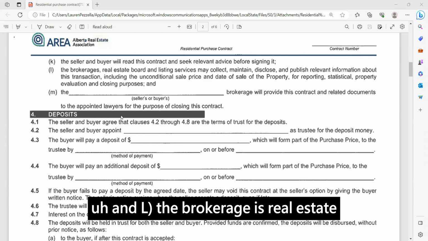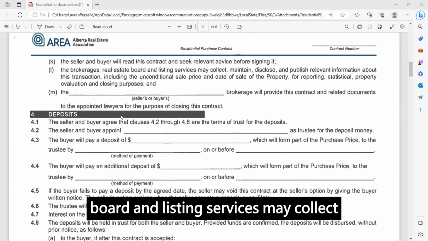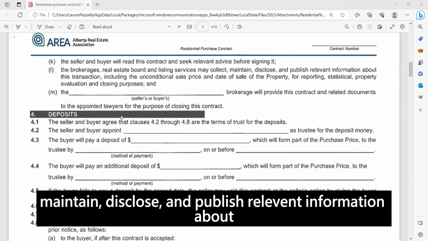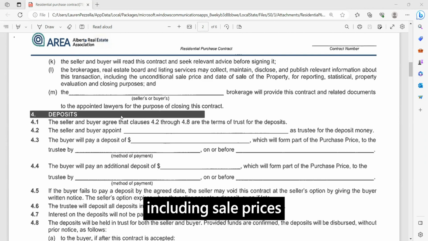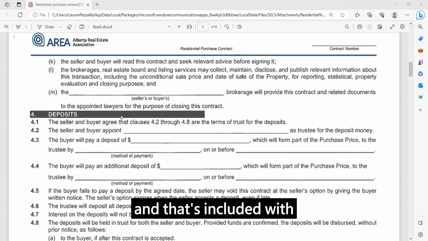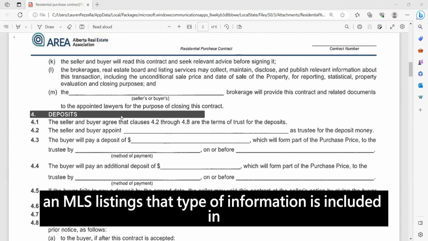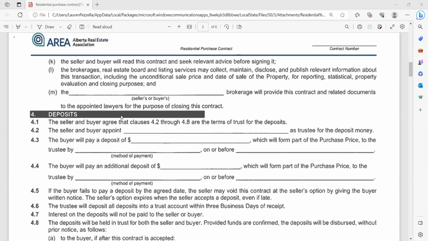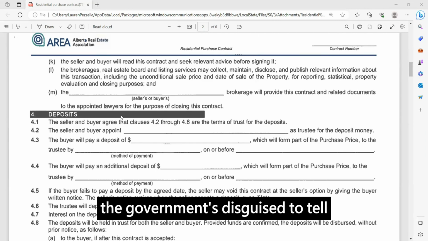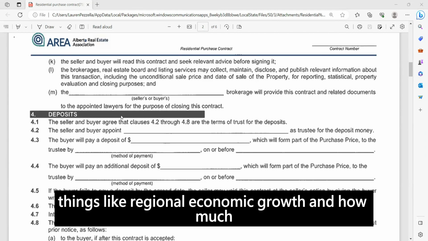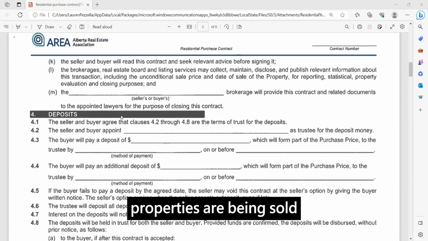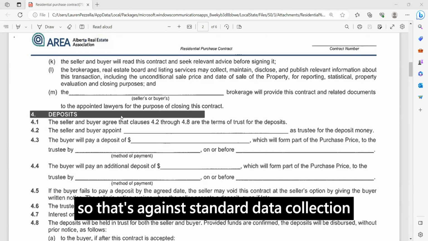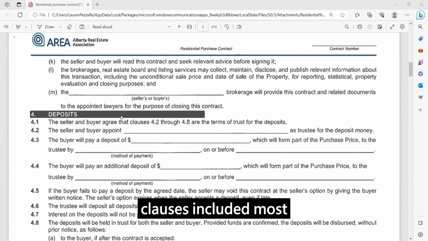And L, the brokerages and real estate board and listing services may collect, maintain, disclose, and publish relevant information about the transfers, including sale price and date of sale and that sort of thing. And that's included within MLS listings. That type of information is included to be able to compile data for the government to tell things like regional economic growth and how many properties are being sold. So that's again standard data collection clauses included in most contracts of this nature.